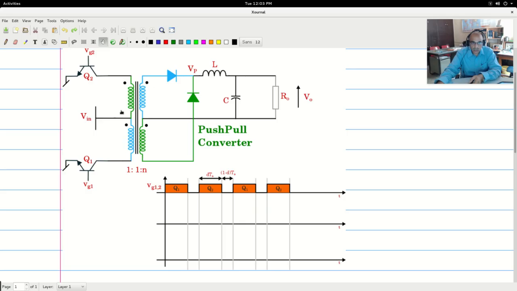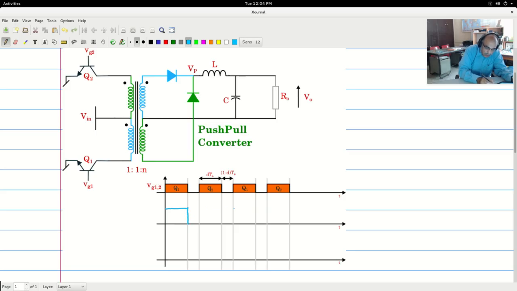if we have a turns ratio of 1:1. These two are same, and these two are also same, and on the secondary side it is N times turns ratio. So here we are having N times Vin, which appears at VP. So at VP you will have N times Vin here, and that will charge up the inductor, and we will indicate that portion of the waveform in blue here. So as a blue waveform, whenever Q1 is on, you will have this kind of a thing.